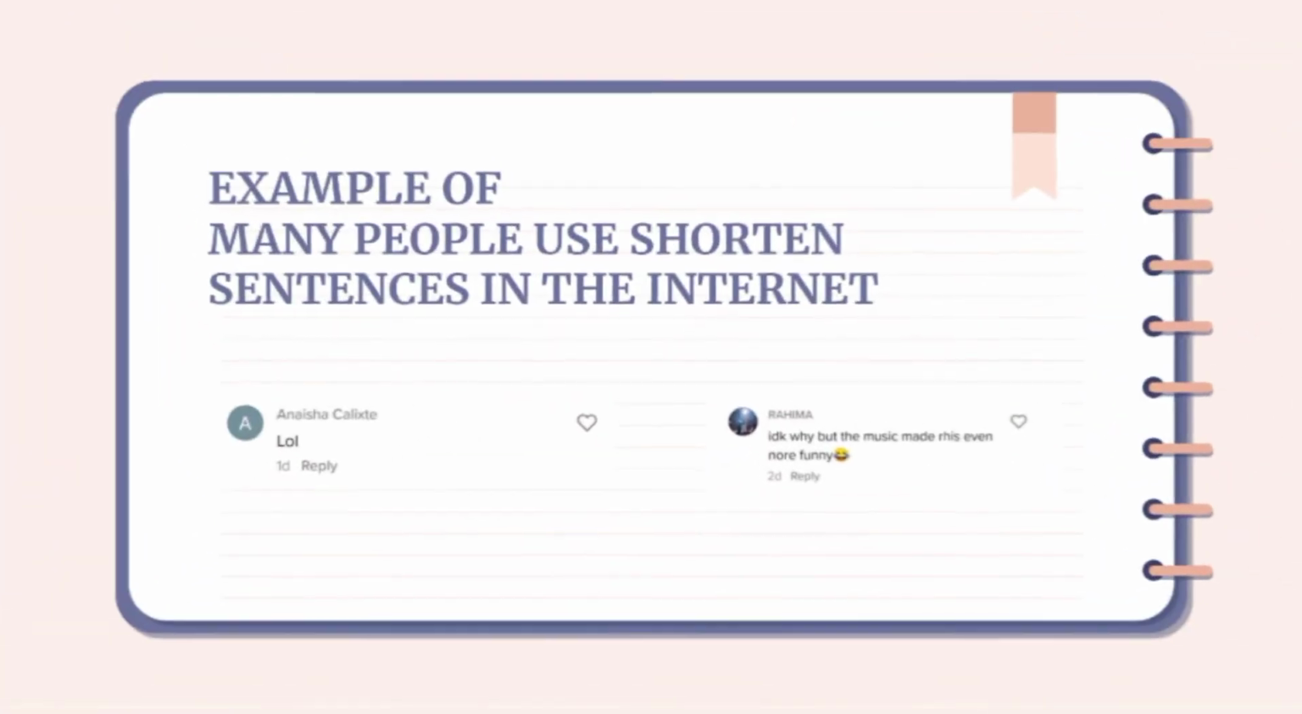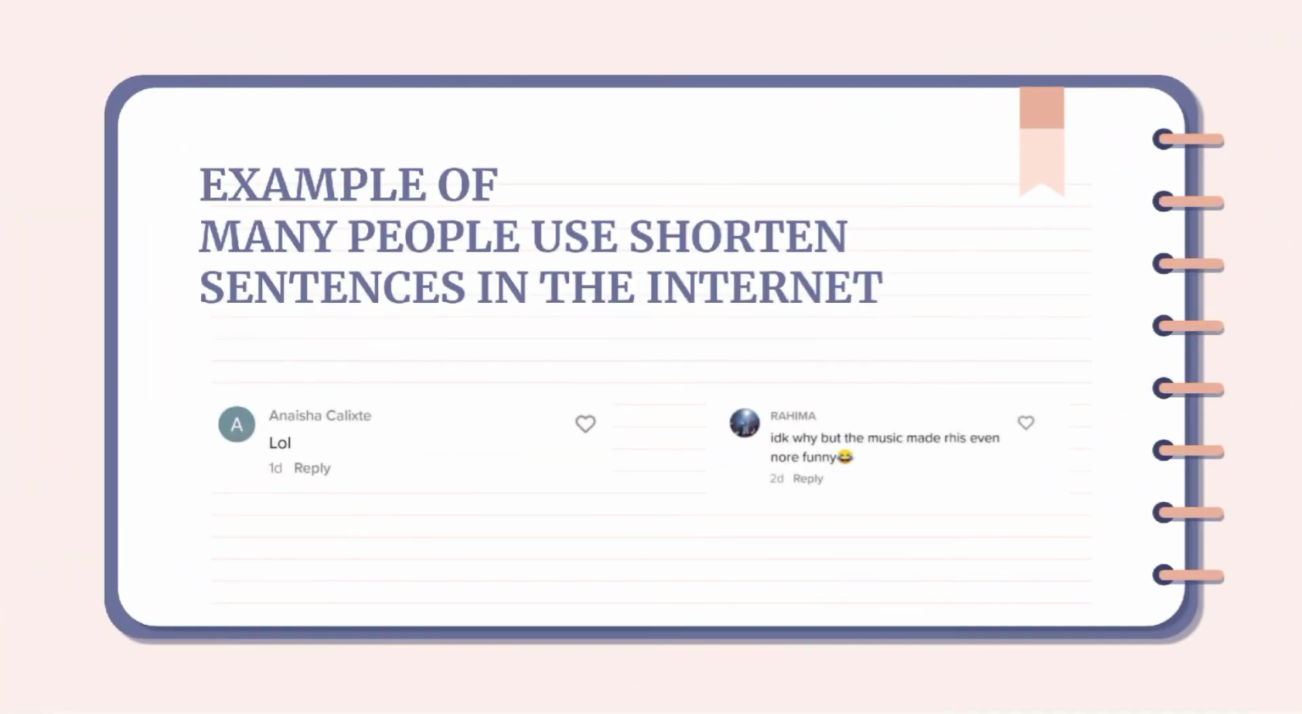The fourth is many people use shortened sentences. The comments from the netizen accounts show the use of shortened sentences. From here, we could say this type of sentence is trending in the internet setting, where the meaning of LOL refers to laughing out loud. This word is used to indicate smiling and slight amusement by Jenny's video, and IDK is I don't know.